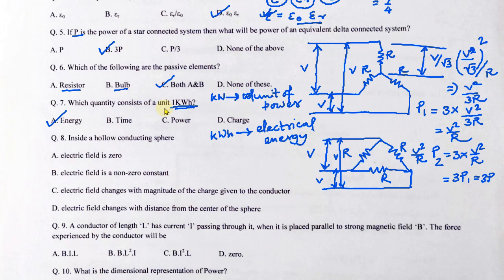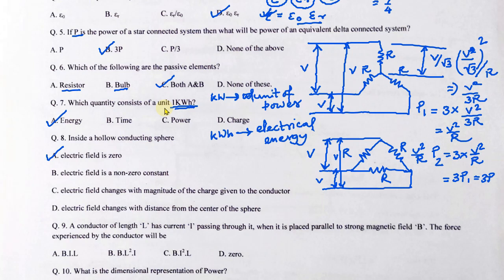Inside a hollow conducting sphere, what is the electric field? Means a conducting material is used to make a sphere, then what will be the electric field inside it? Next, question number 8. Inside a hollow conducting sphere, electric field is 0. Electric field is non-zero constant. Electric field changes with magnitude of the charge. Basically inside a hollow conducting sphere, the electric field is 0. So option A is the correct answer.